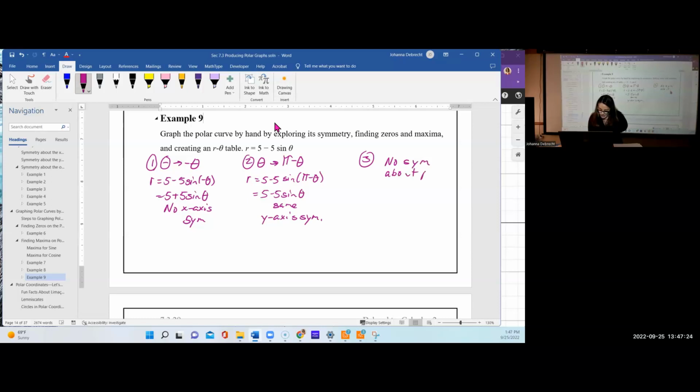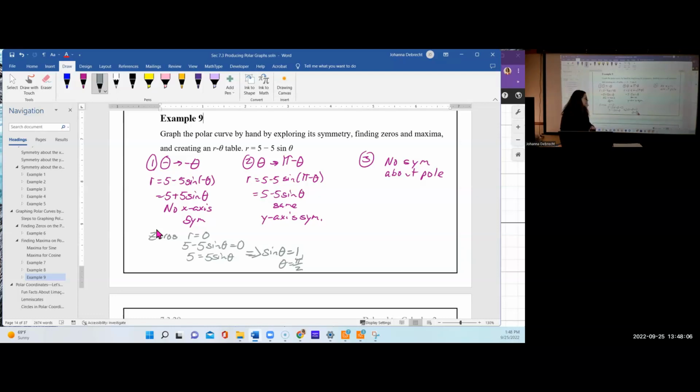All right. Now, the next thing we want to talk about is finding the zeros. The zeros are when R is equal to 0. So solving 5 minus 5 sine theta equals 0, we get 5 equals 5 sine theta, which means sine theta equals 1. And this happens when theta is equal to pi over 2. So it hits the pole when theta is pi over 2. And that's the only zero we found for that particular expression.